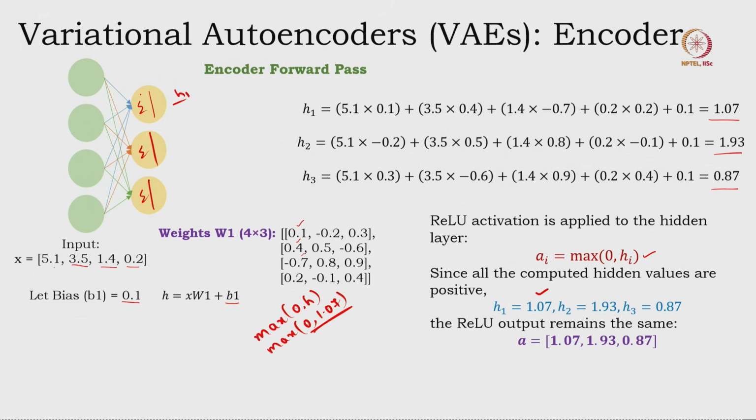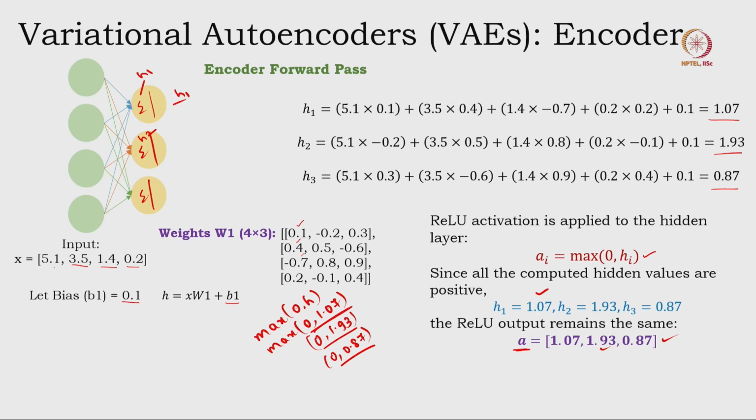So this is h1, and after we pass it to an activation function, we are calling it a. And h2, this is the h2 hidden neuron, and it is max of 0 comma 1.93. The maximum between these two is 1.93. Then max of 0 comma 0.87. So the maximum between these two is 0.87.